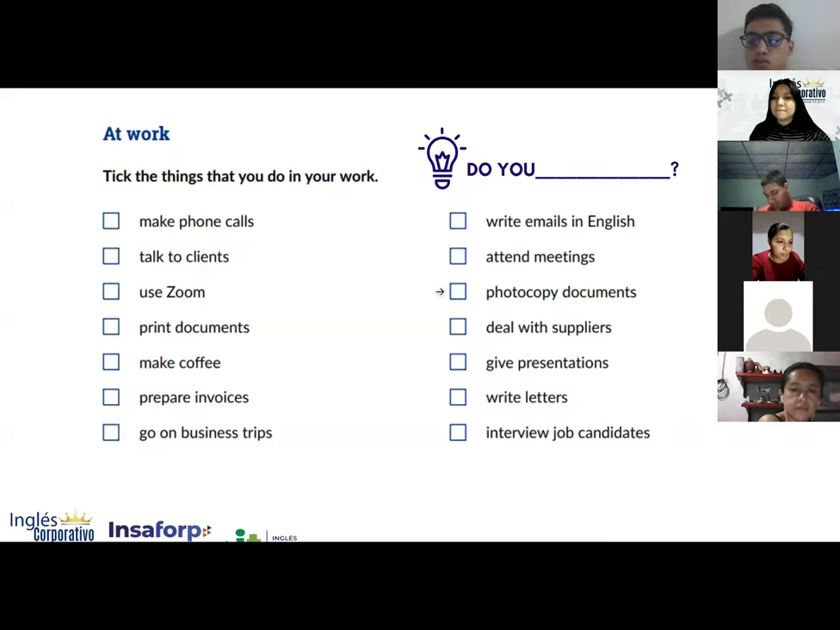She photocopies documents. She doesn't deal with suppliers. She doesn't give presentations. She doesn't write letters. She doesn't interview job candidates. Repeat after me and say job. Job candidates. Perfect. Thank you.